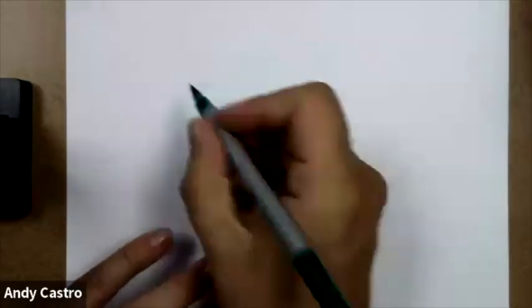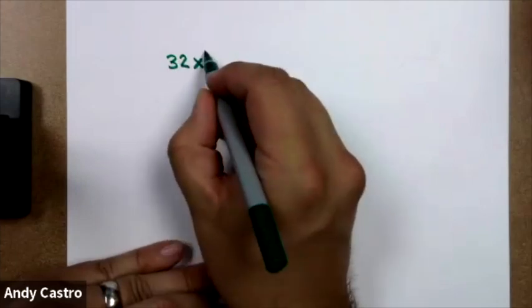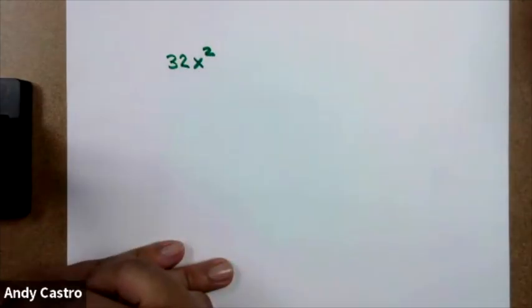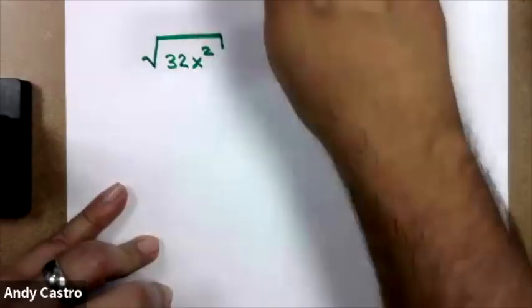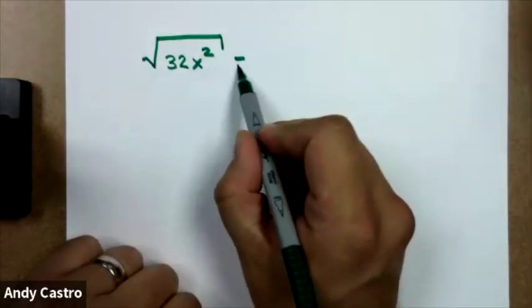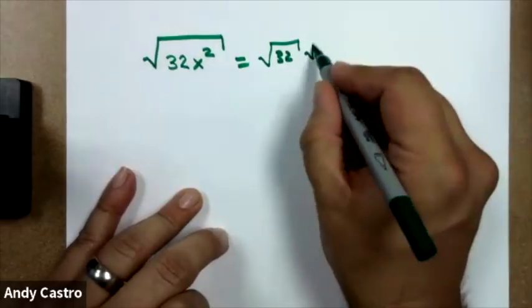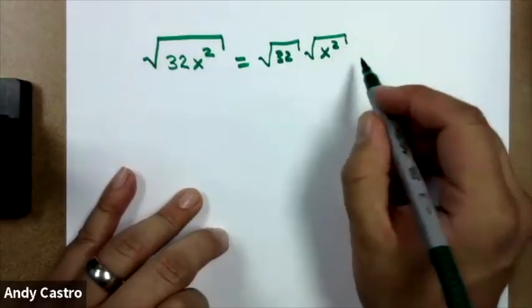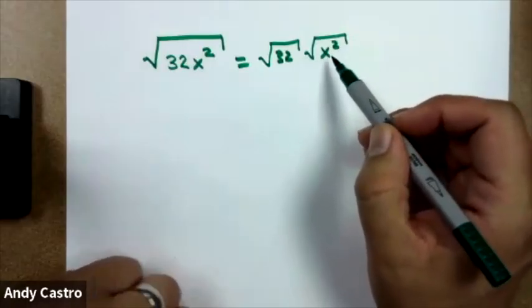All right. Now let's do one like that, but let's add another dimension to it. I'm going to throw in a variable. So let's do 32x squared, and let's go ahead and find the square root of that. Okay, so I already know that I can split this up over 2. So I can do the square root of 32 times the square root of x squared. The square root of x squared is just going to give me x. So that'll be pretty straightforward.